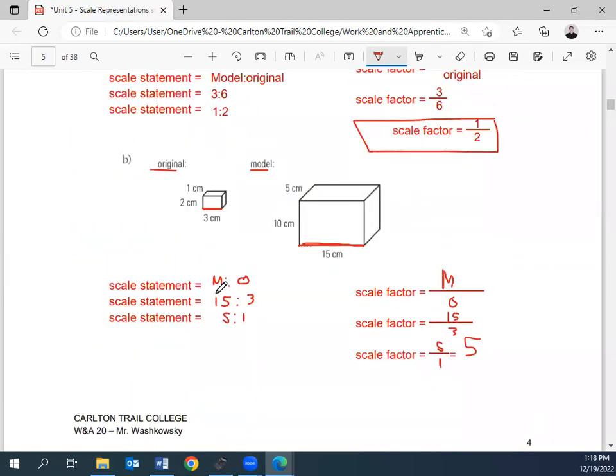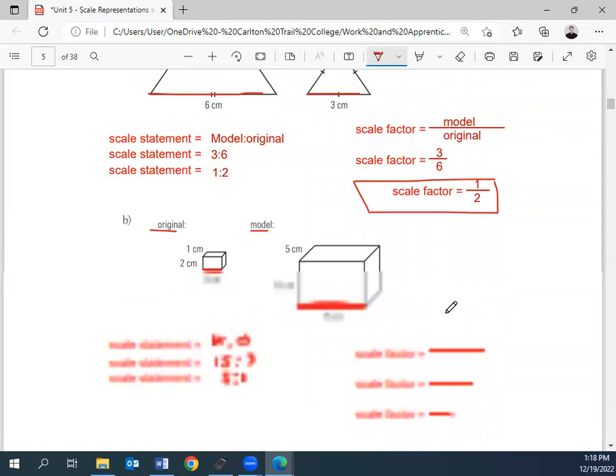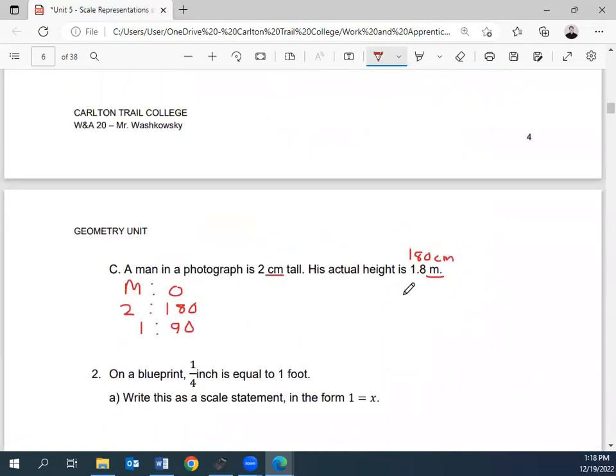But I also need to do my scale factor, right? And that's what we set into a fraction. Now, what goes on top of that fraction, Austin? What goes on top of this fraction for a scale factor or scale statement? Model and original, right? Model on top, original on bottom. Now, my model height was 2 centimeters. My original was 180. And I can also just simplify that, same thing.